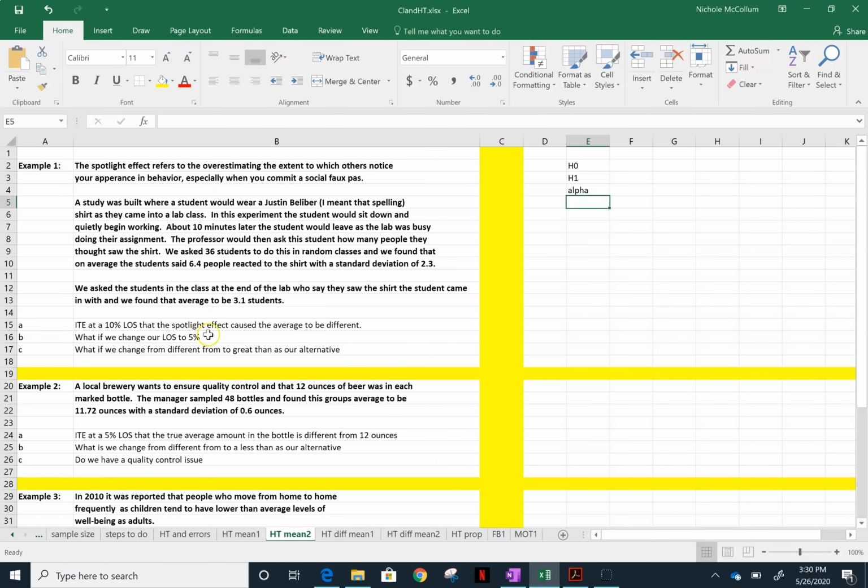It says, has the spotlight effect caused the average to be different? And that's the key. To be different. It didn't mean greater than, and it didn't mean less than. It means different from. Different from is a not equal to test.